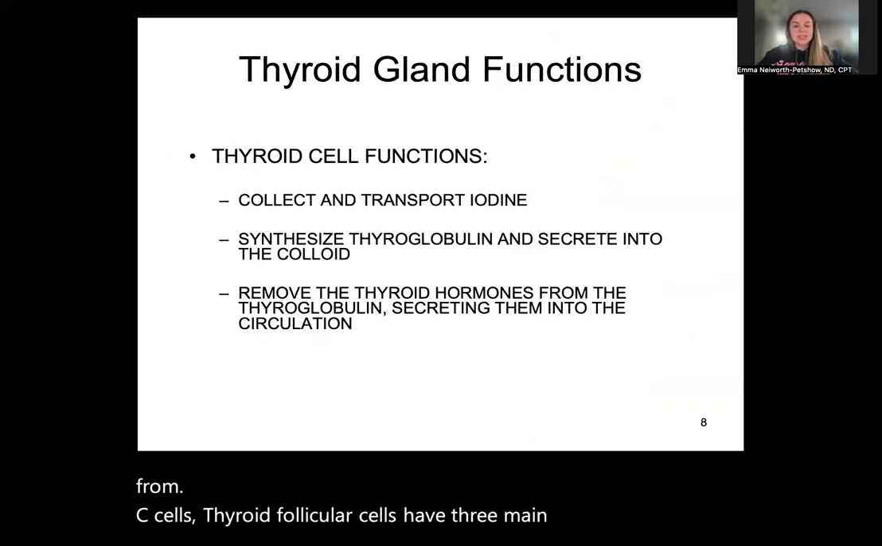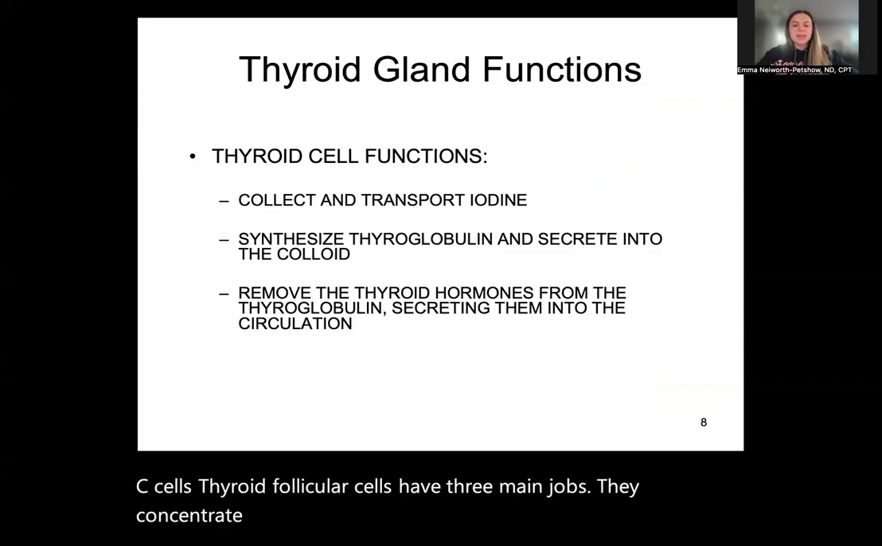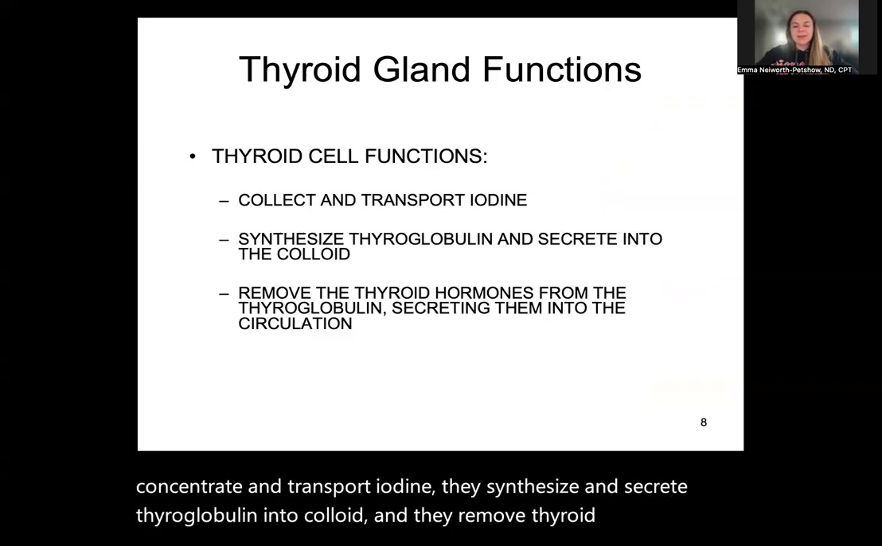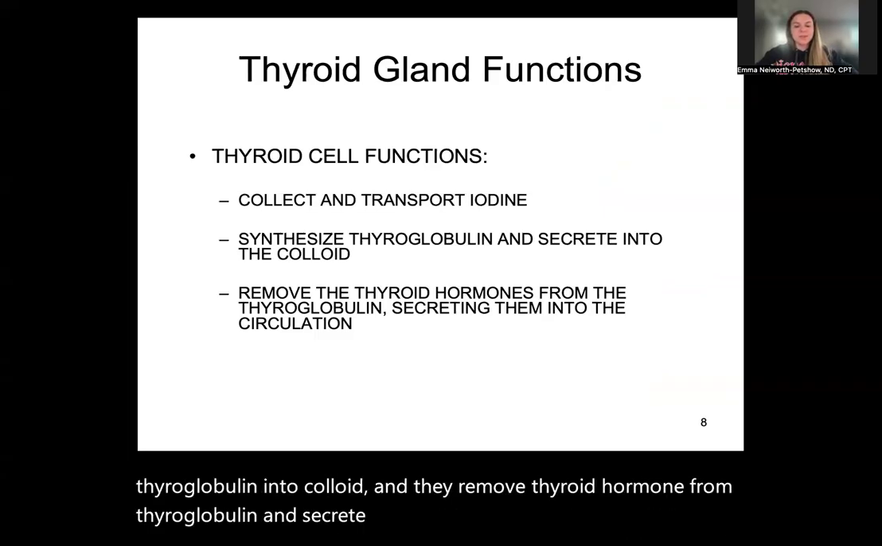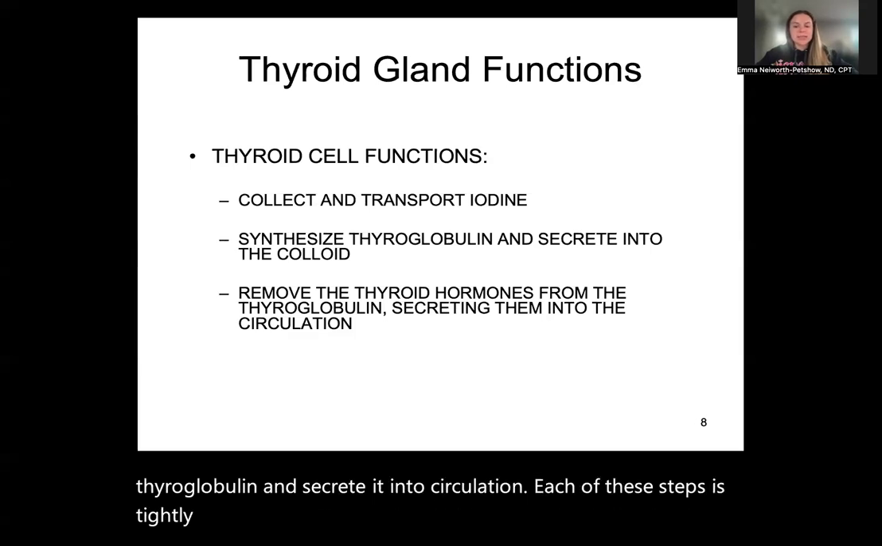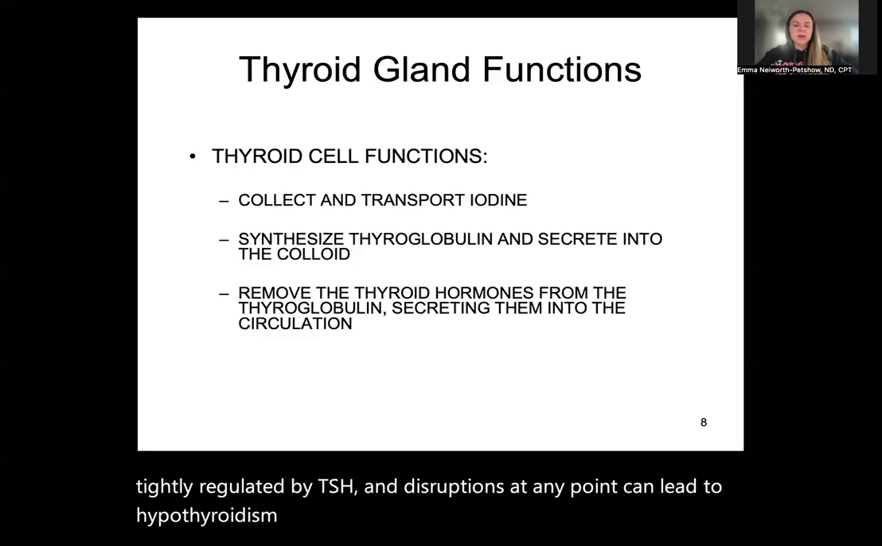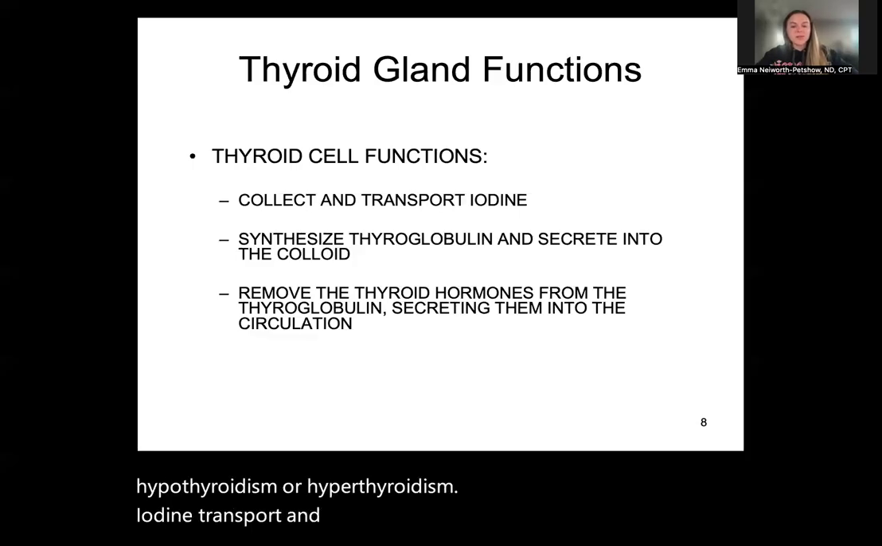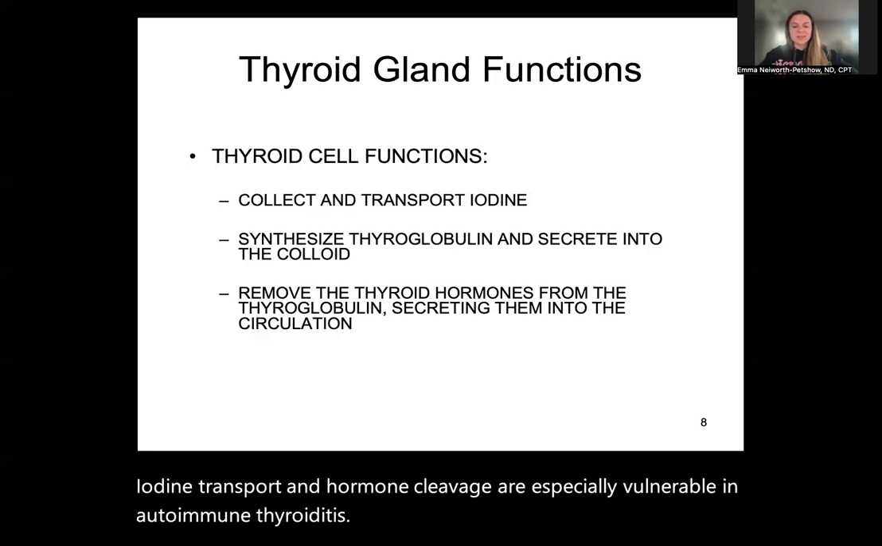They concentrate and transport iodine, they synthesize and secrete thyroglobulin into colloid, and they remove thyroid hormone from thyroglobulin and secrete it into circulation. Each of these steps is tightly regulated by TSH, and disruptions at any point can lead to hypothyroidism or hyperthyroidism. Iodine transport and hormone cleavage are especially vulnerable in autoimmune thyroiditis and iodine deficient states.